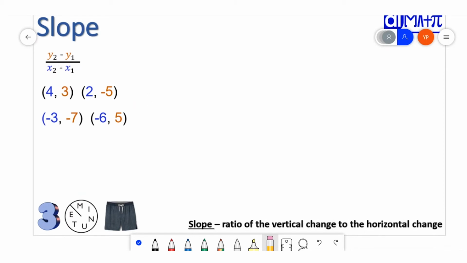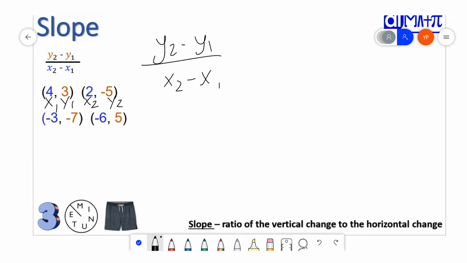So 4 is going to be our x1, and it's going to be x1 because it is our first x. 2 will be our x2 because it is our second x. Same for the y's. 3 will be our y1, and -5 will be our y2. Now I'm going to rewrite my formula, and then I'm just going to go through and plug these numbers in. So for y2, I have -5 minus y1, which is going to be 3. Then I have my x2, which is going to be 2, minus my x1, which is 4.